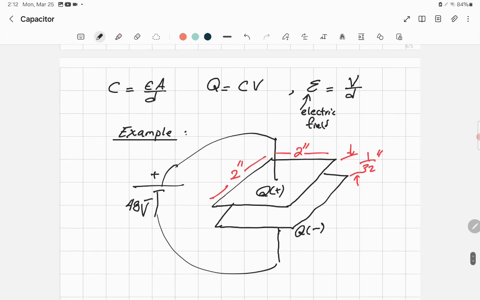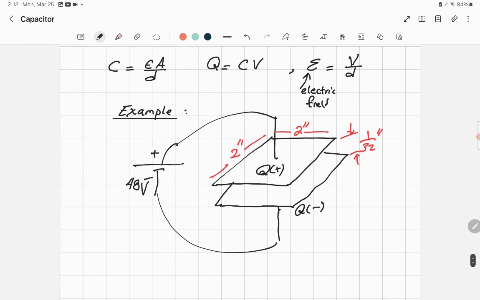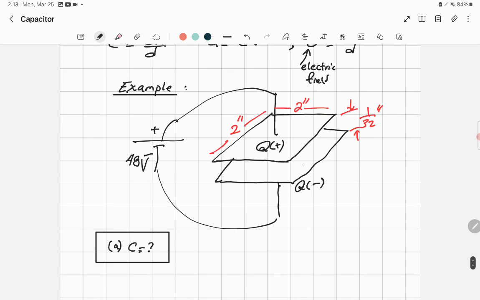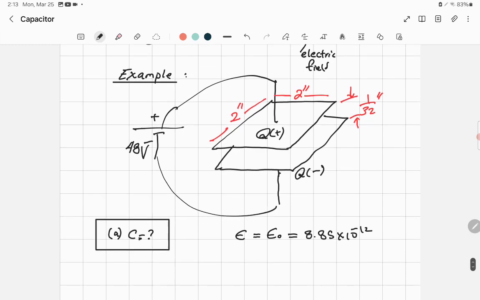The question is, we need to find the capacitance. What is the capacitance? Well, since they don't mention anything, they don't show the dielectric material, it means that the dielectric material is air or vacuum. There's nothing between them. So epsilon is equal to epsilon naught, which is equal to 8.85 times 10 to the negative 12. That's the epsilon that you're going to use. Okay. So what is the area?